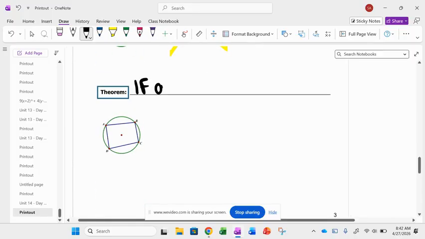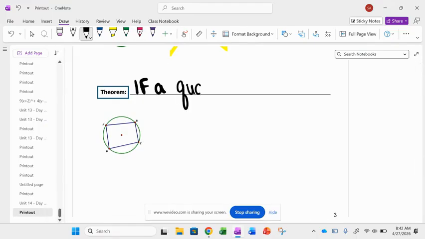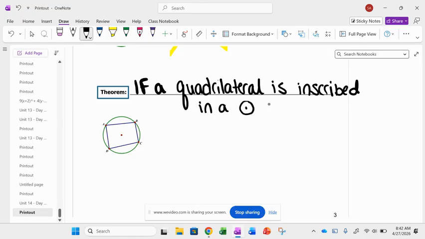Theorem. If a quadrilateral is inscribed in a circle, the opposite angles are supplementary.